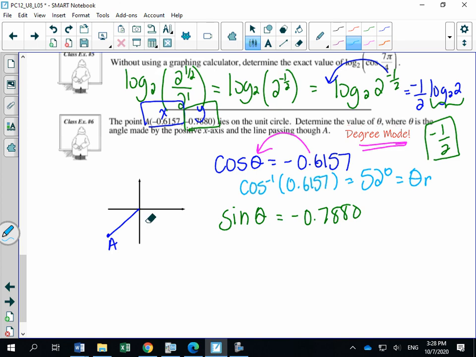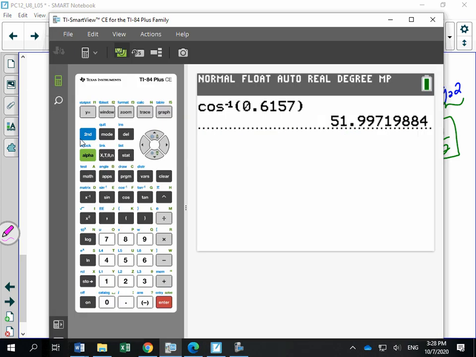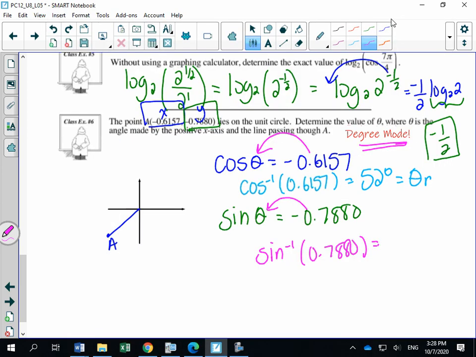So let's confirm with this one. If we were given sine, and I said, well, what was the angle? You would say, okay, the inverse sine of the absolute value of that number, 0.7880, is equal to 52 degrees. And again, that's always my reference angle.